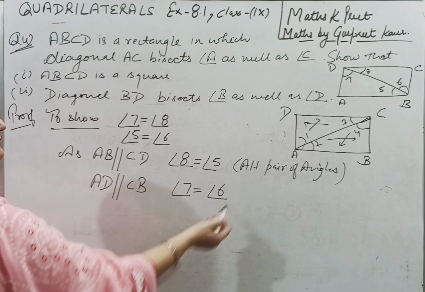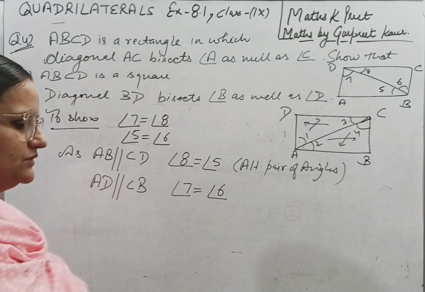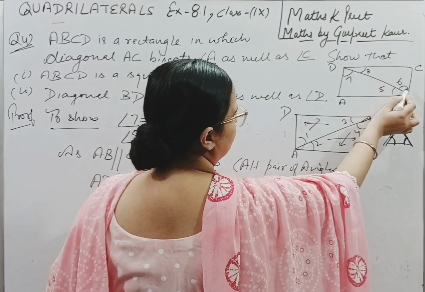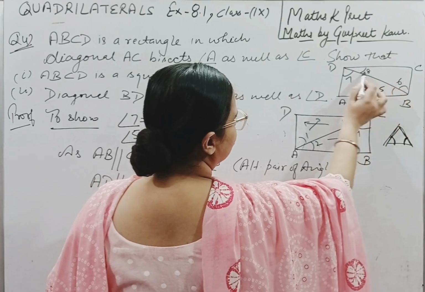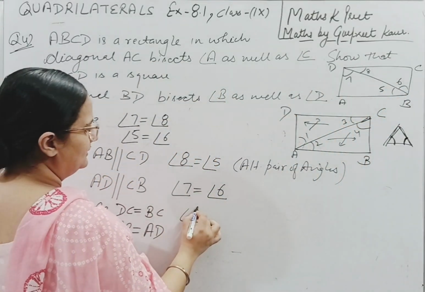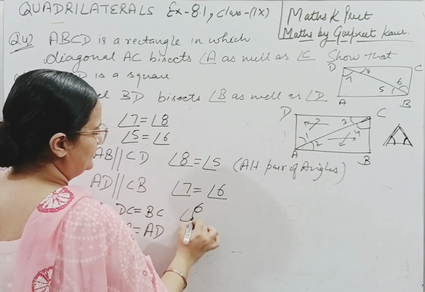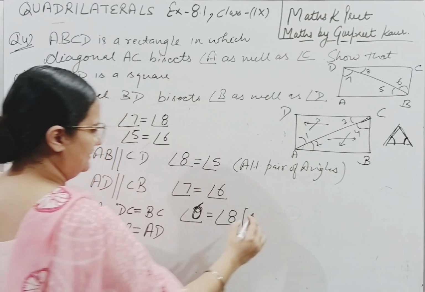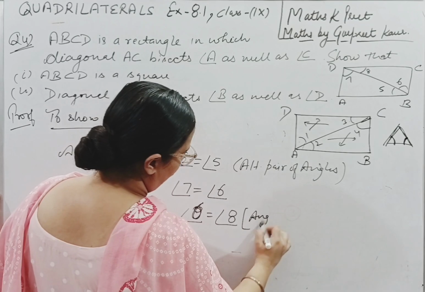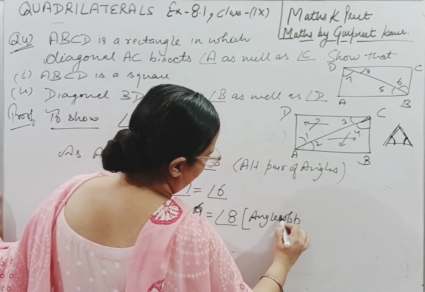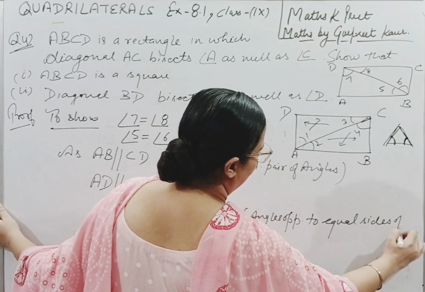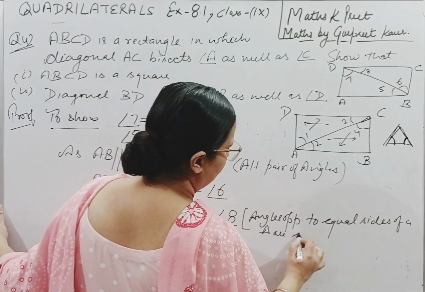If I show 7 is equal to 8, then ultimately angle 5 will be equal to angle 6. DC is equal to BC, so the angle opposite to DC is 6 and opposite to CB is 8. Therefore, angle 6 is equal to angle 8. You can write here: angles opposite to equal sides of a triangle are equal.